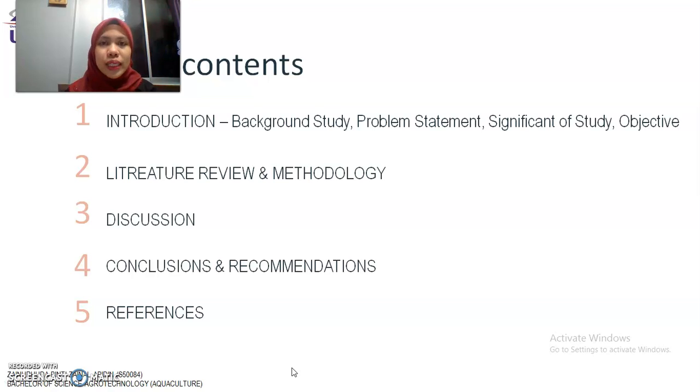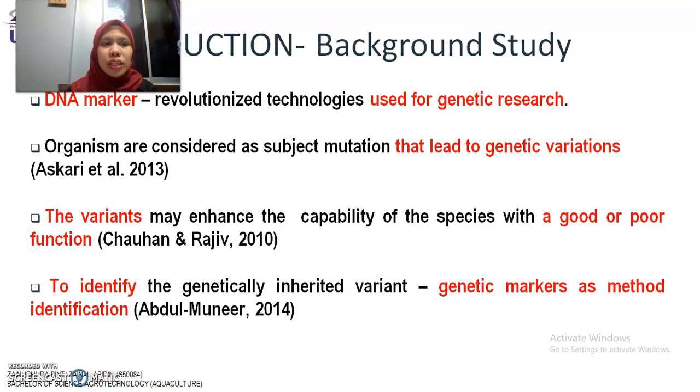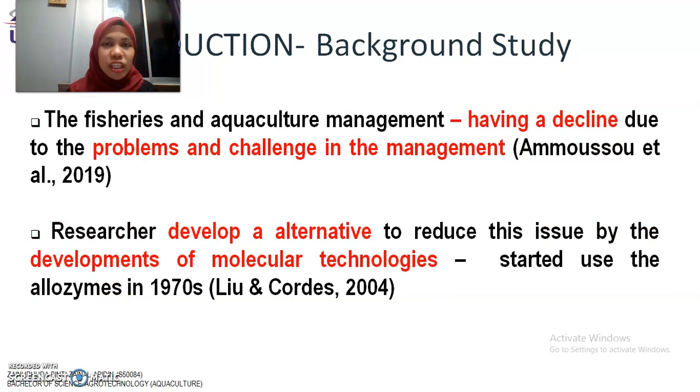For the contents of my slide presentation, I have the introduction, literature review and methodology, discussion, conclusion and recommendation, and lastly the references. For the introduction, in the background study, the DNA marker is known as a revolutionary technology used in genetic research, where organisms are considered as a subset of mutation that can lead to genetic variation. The variants may enhance the capability of the species and may give a good or a bad function. So to identify the genetically inherited variant, genetic markers are used as a method of identification.